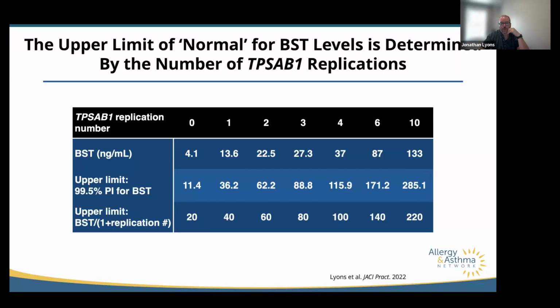So with one important caveat. If you look at that middle level, those are the upper limits of normal. Well, first of all, the top one is the average level of tryptase, the median level for each group of individuals with extra copies or those without. The middle line, that upper limit 99.5% probability or predicted interval, those are the levels that we came up with based on our data. And then the bottom line was a simplified method to try to figure out how to adjust for this. And it assumes that we're using that 20 cutoff as what's abnormal.